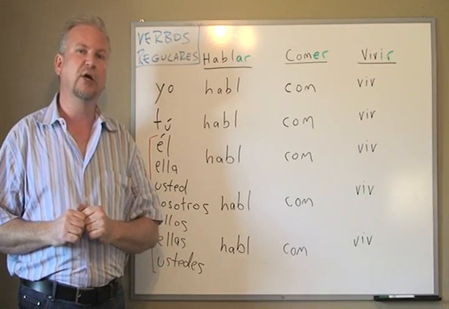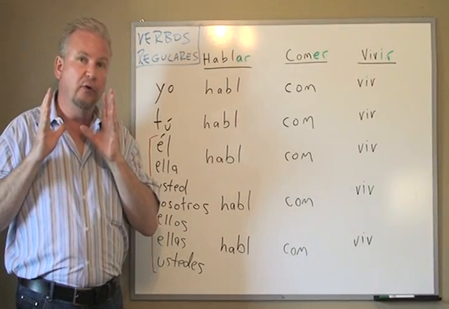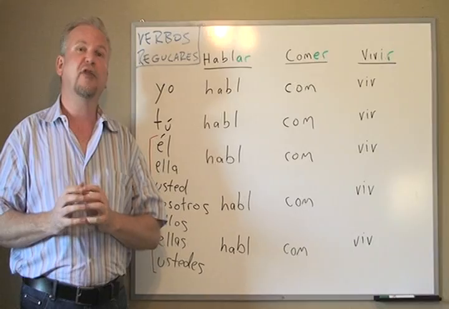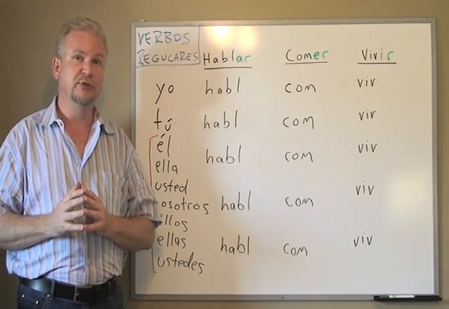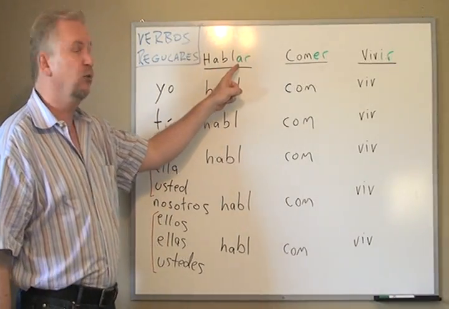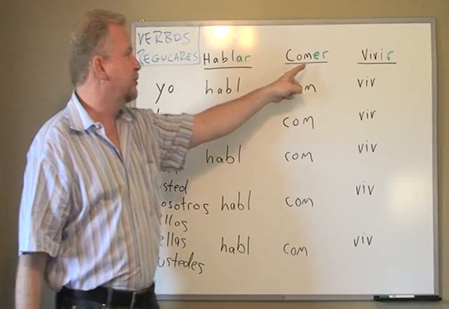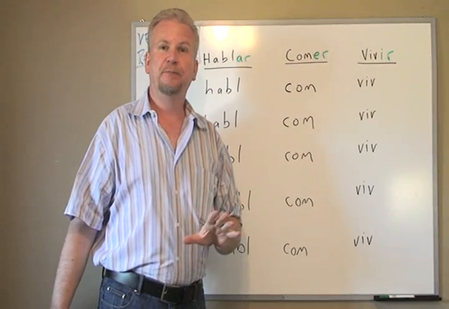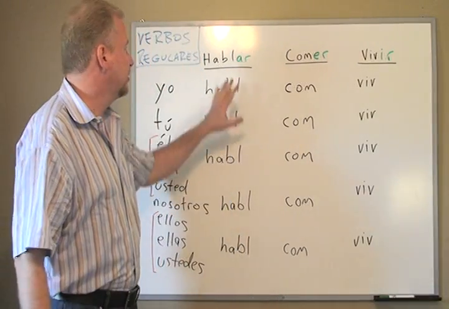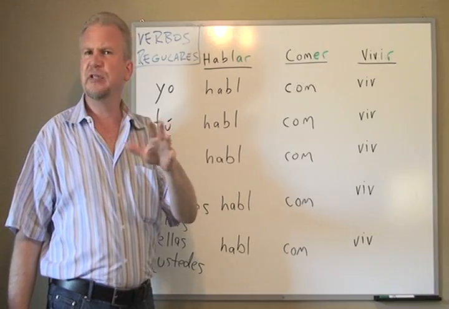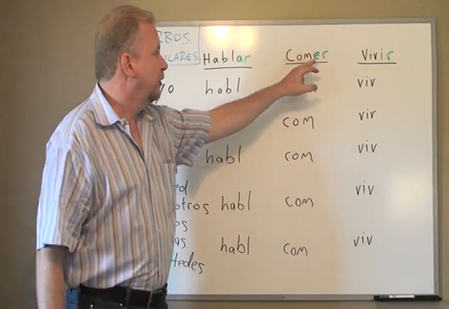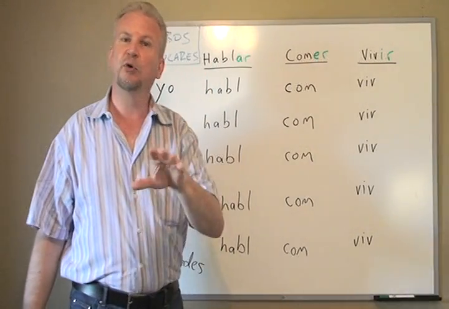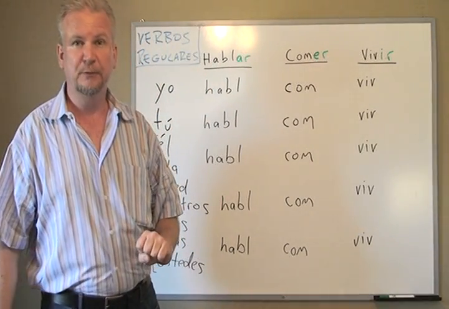Today we're going to learn about regular verbs. These are ways of conjugating all regular verbs. There are three kinds of regular verbs in Spanish: verbs that end with AR, verbs that end with ER, and verbs that end with IR. The most popular kind of verbs are the AR verbs, maybe 65–70%. The ER verbs are maybe 25 or 30%, and the IR verbs maybe only 5% of verbs in Spanish.